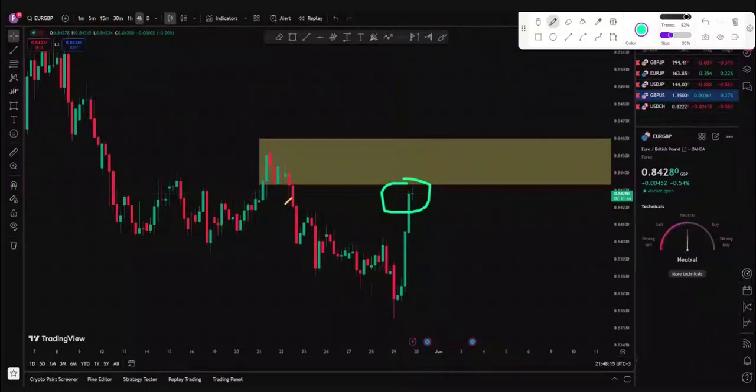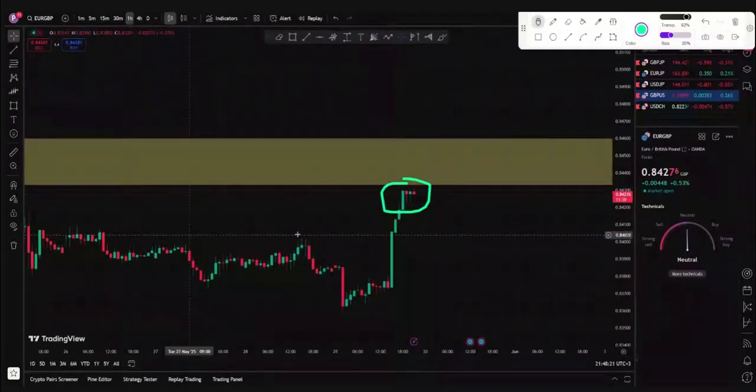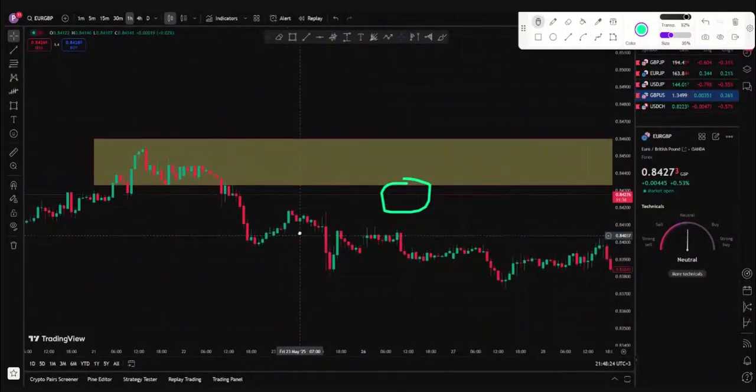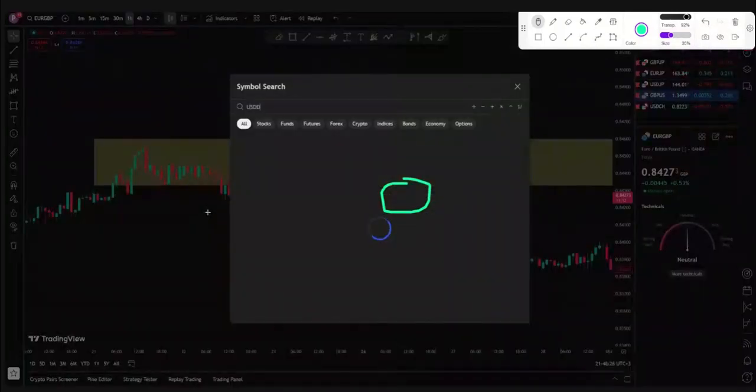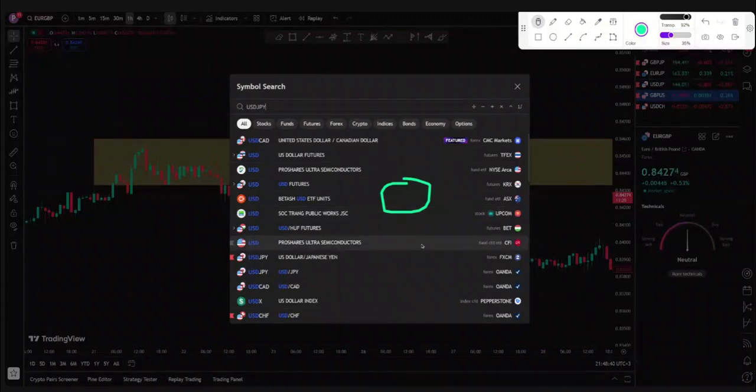USD JPY 1 hour demand zone. Let's check USD JPY 1 hour. So this zone of Sharon's, you can see that consolidation, but on 4 hours you can underestimate. So let's check USD JPY. Let's see.